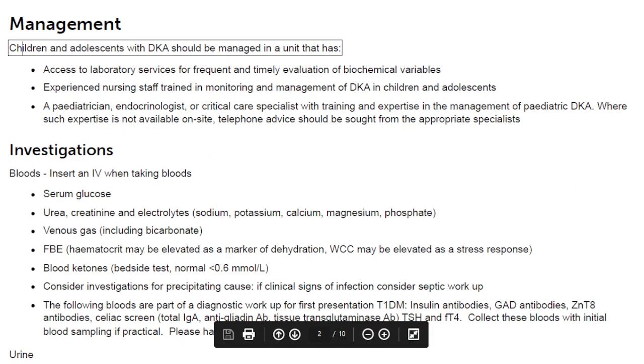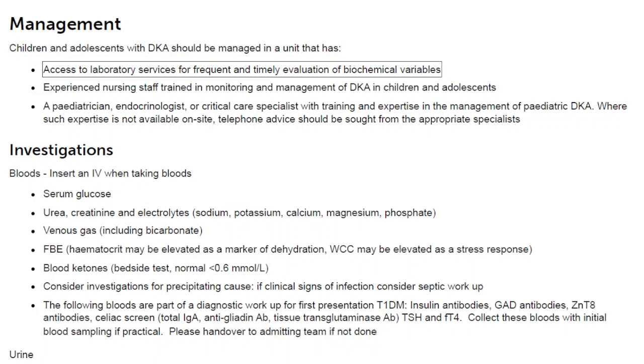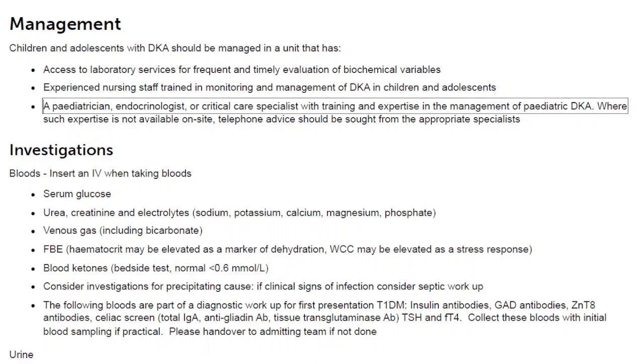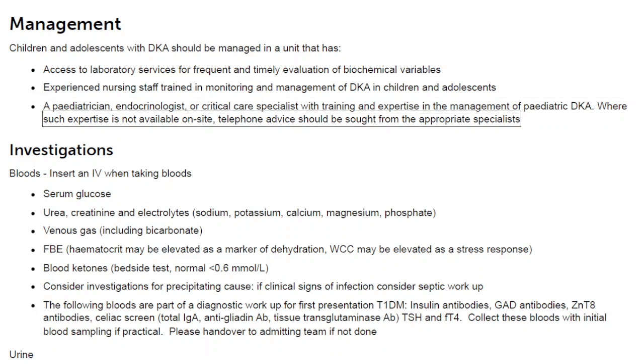Management. Children and adolescents with DKA should be managed in a unit that has access to laboratory services for frequent and timely evaluation of biochemical variables, experienced nursing staff trained in monitoring and management of DKA in children and adolescents, and a pediatrician, endocrinologist, or critical care specialist with training and expertise in the management of pediatric DKA. If such expertise is not available on site, telephone advice should be sought from the appropriate specialists.